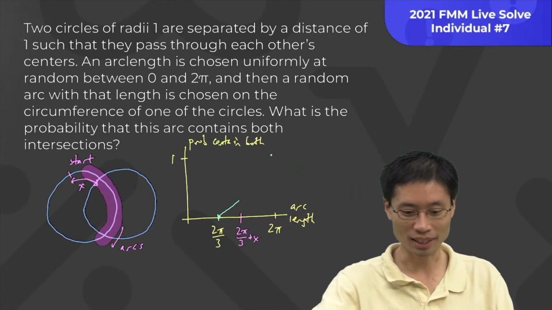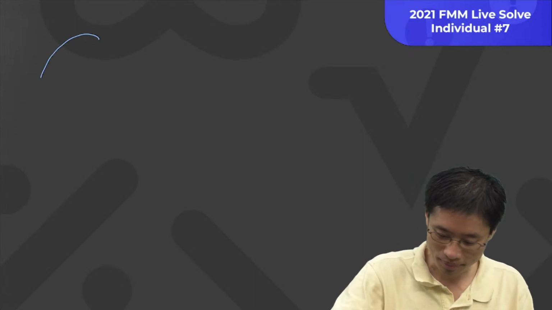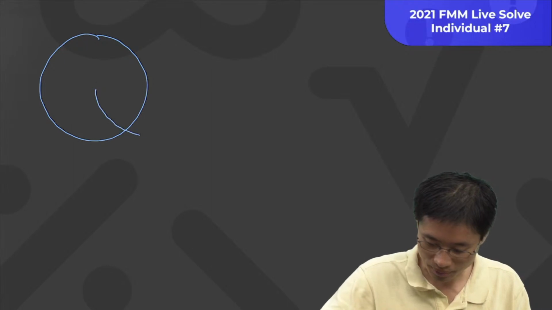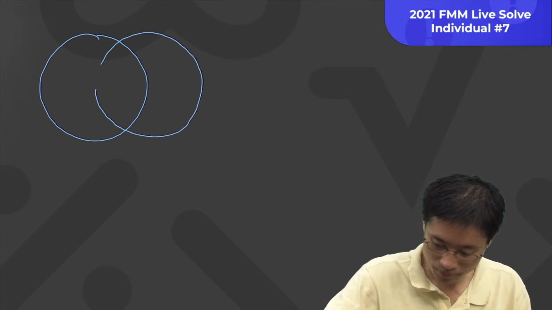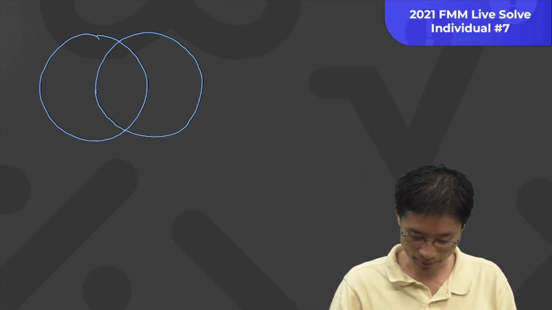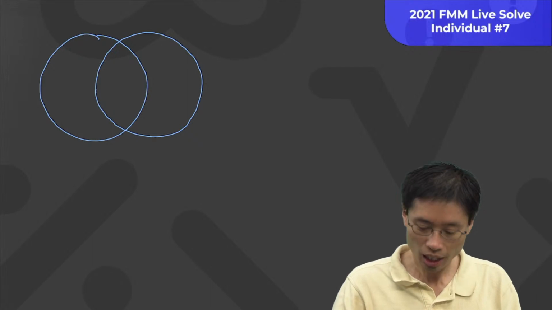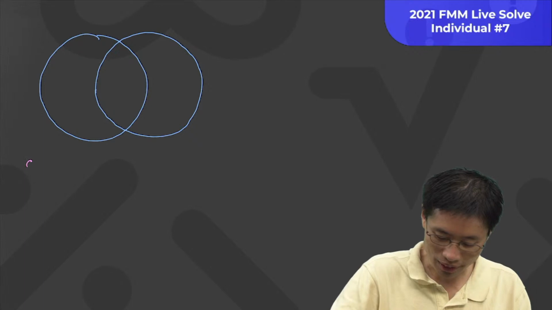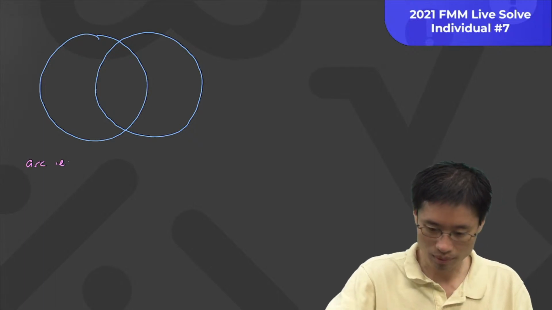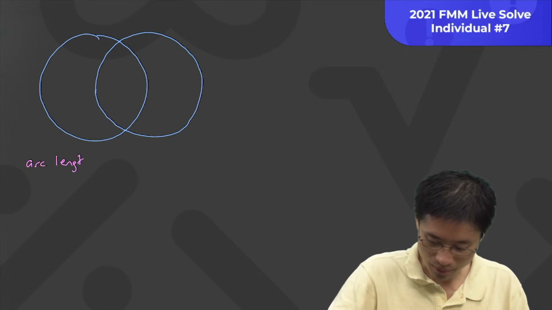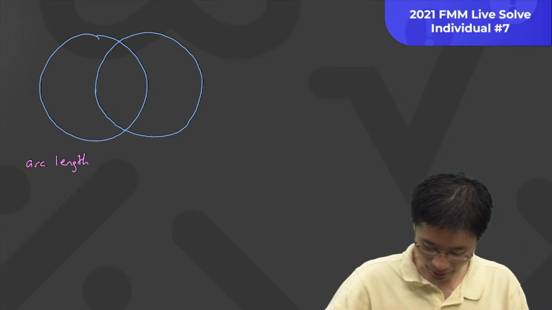Okay. Nice, tricky problem. Let's try this more carefully. So I'm going to draw this here. Here's my first circle. Here's my second circle. Now, I need to be careful because I've got two different cases. And I'm going to think about it as how much missing arc length there is. So I have the arc length, and I also have the missing arc length.